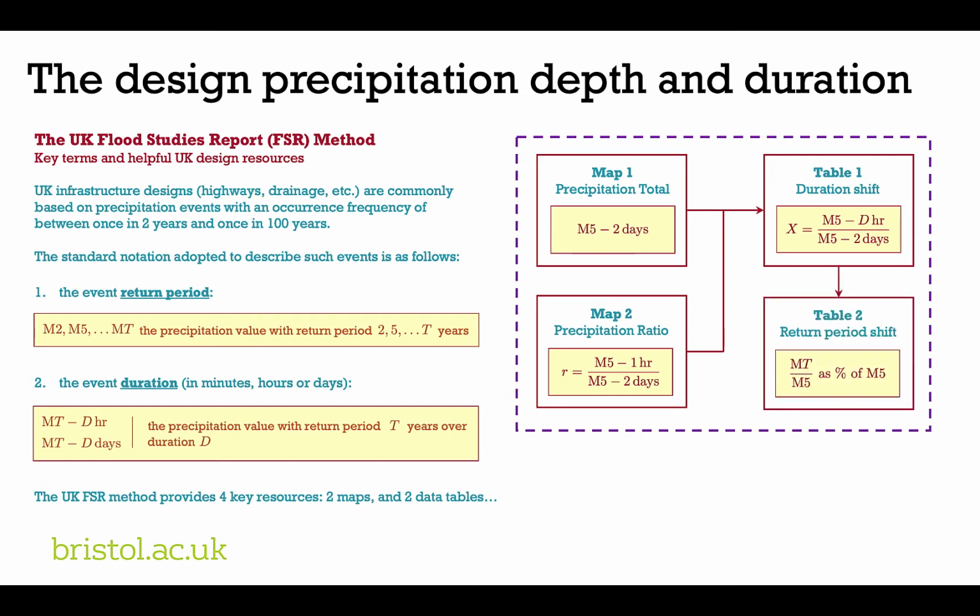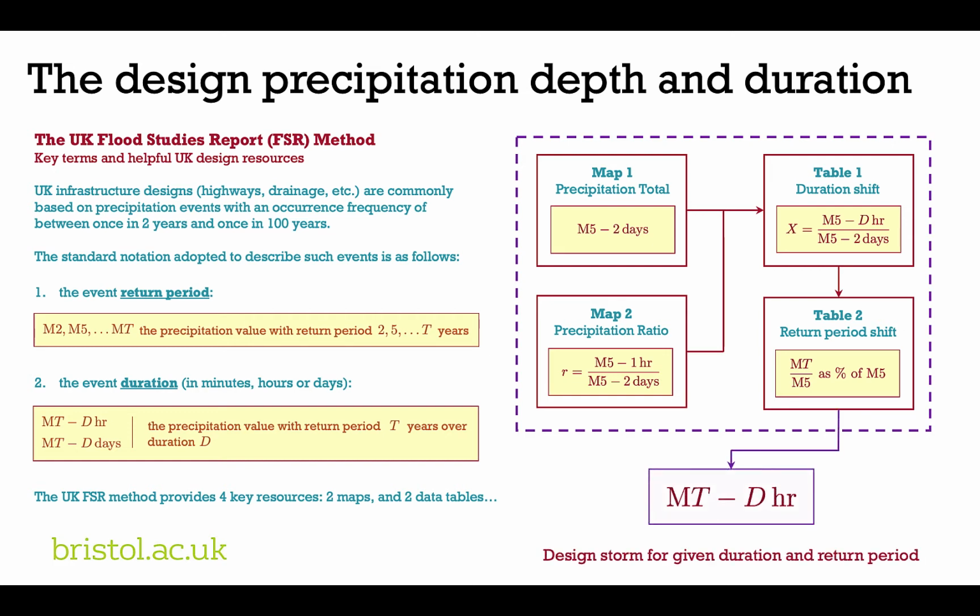Once we've got that, we then have Table 2, and this allows us to shift that return period from 5 years to be T years. And so Table 2 lists MT to M5 as a percentage of the M5 value. So once we have used these resources, we can find for your dam catchment the 10,000 year precipitation total that falls over D hours. And that's what we're aiming to do. And that will be your design storm for a given duration and return period.